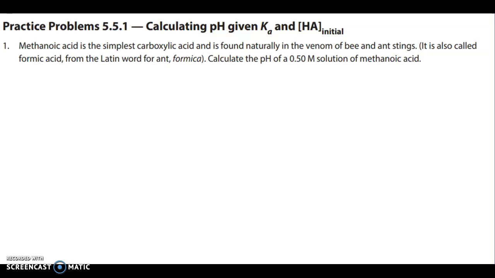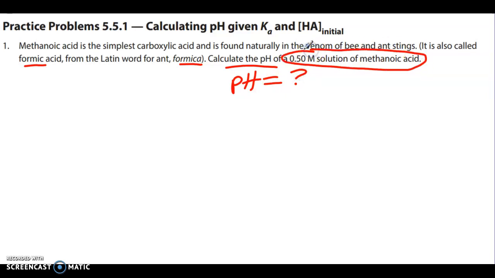in the venom of bee and ant stings, which is also called formic acid, from the Latin word for ant, which is formica, which is kind of cool. Okay, so it says calculate the pH, right? Telling us a little story, right? So calculate the pH of, we have a concentration of methanoic acid.